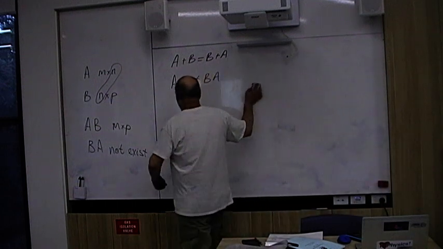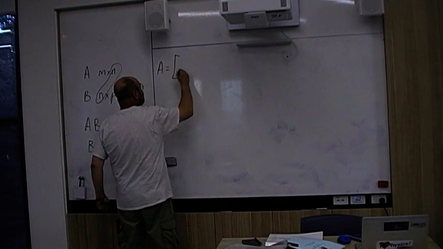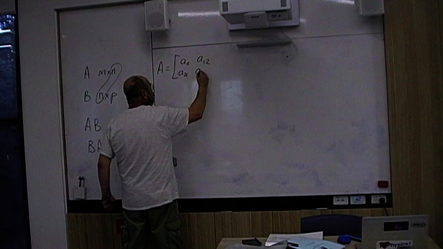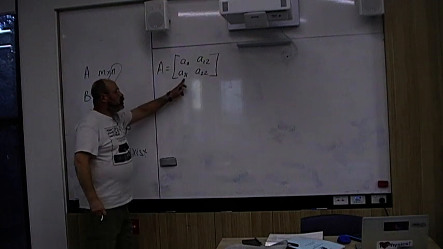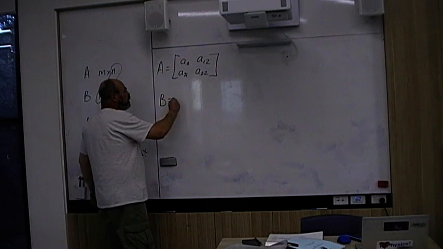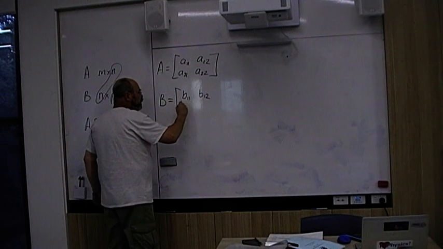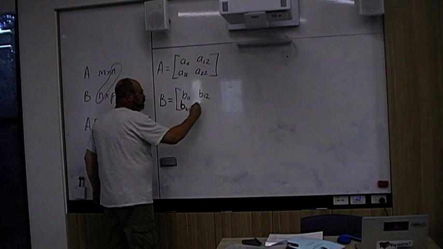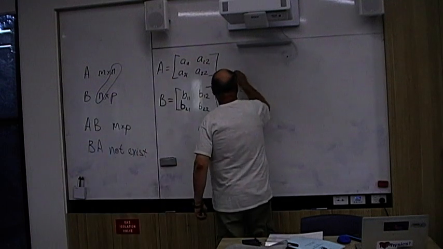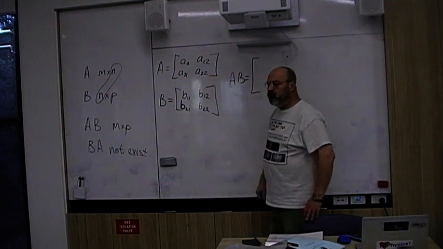So how do we multiply matrices? If we have matrix A equal A11, A12, A21, A22. Remember, the first digit is the number of the row, the second is the number of the column. And matrix B equal B11, B12, B21, B22. Then AB, A times B will be equal. What will be the order of the resulting matrix?